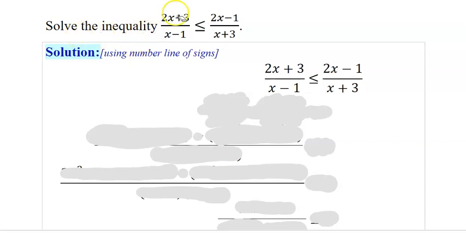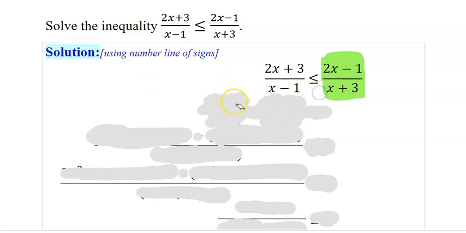Solve the inequality (2x + 3)/(x - 1) ≤ (x - 1)/(x + 3). So to solve this rational inequality, the first thing we would like to do is rearrange the equation such that the right hand side, as I highlight here, becomes 0. So we will do the rearrangement as the next line.